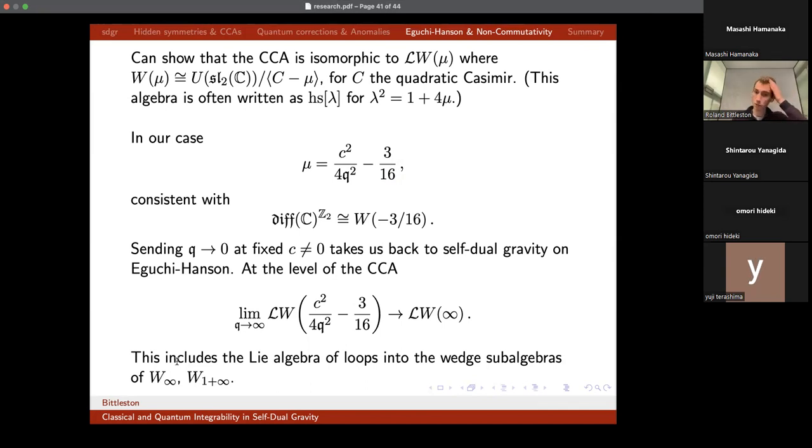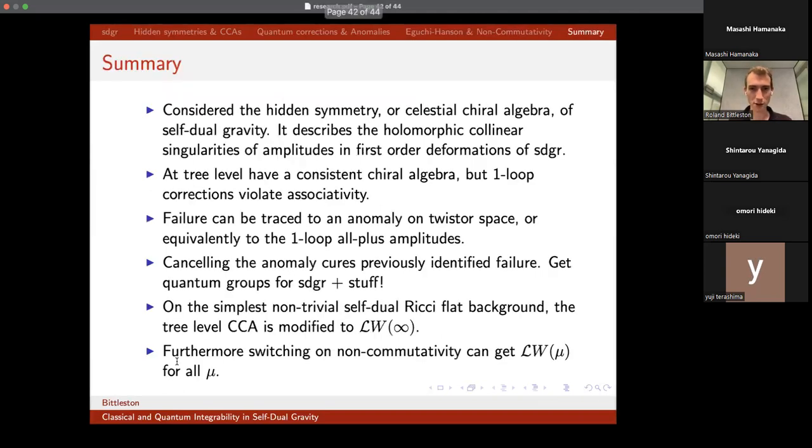And one very natural question was, well, where does the capital W algebra deformation come from? And what this tells you is that the capital W algebras come from certain theories of non-commutative versions of self-dual gravity on these curved backgrounds. So it's a slightly complicated way of getting them, but they do arise in celestial holography.